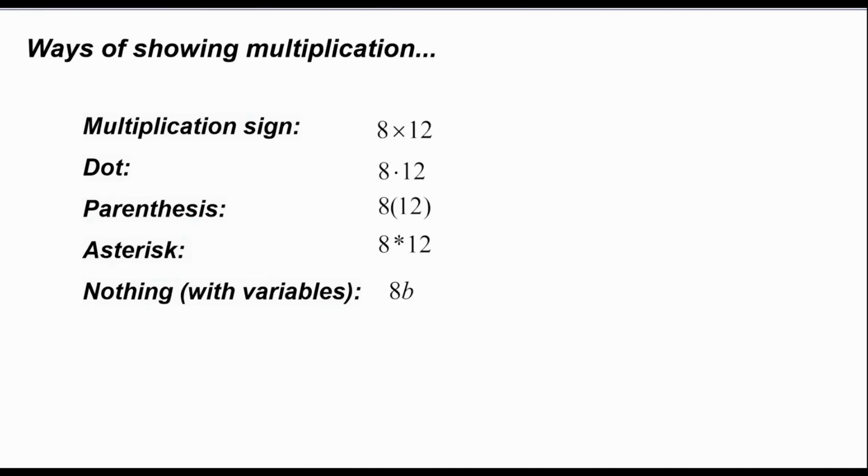And here I just want to talk about ways of showing multiplication. There's a lot of ways to show multiplication in math, so I just want to cover those so we don't get confused. One of them would be using the traditional multiplication sign. Another would be using the dot, 8 times 12. Sometimes we can just use parentheses to show multiplication, or sometimes we use an asterisk. And then sometimes we use nothing at all, and we usually use that with a variable. So 8b means 8 times b. Now I like to point this out because none of the other operations really have a lot of ways to be shown. Multiplication for some reason has a lot of ways to be shown, so I just wanted to point those out.